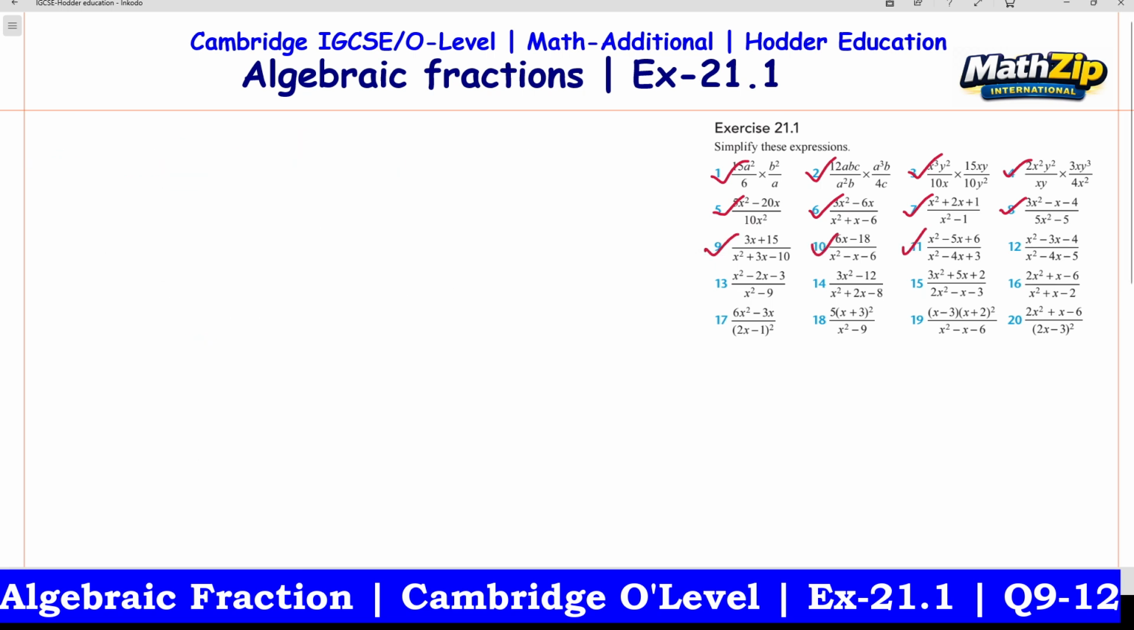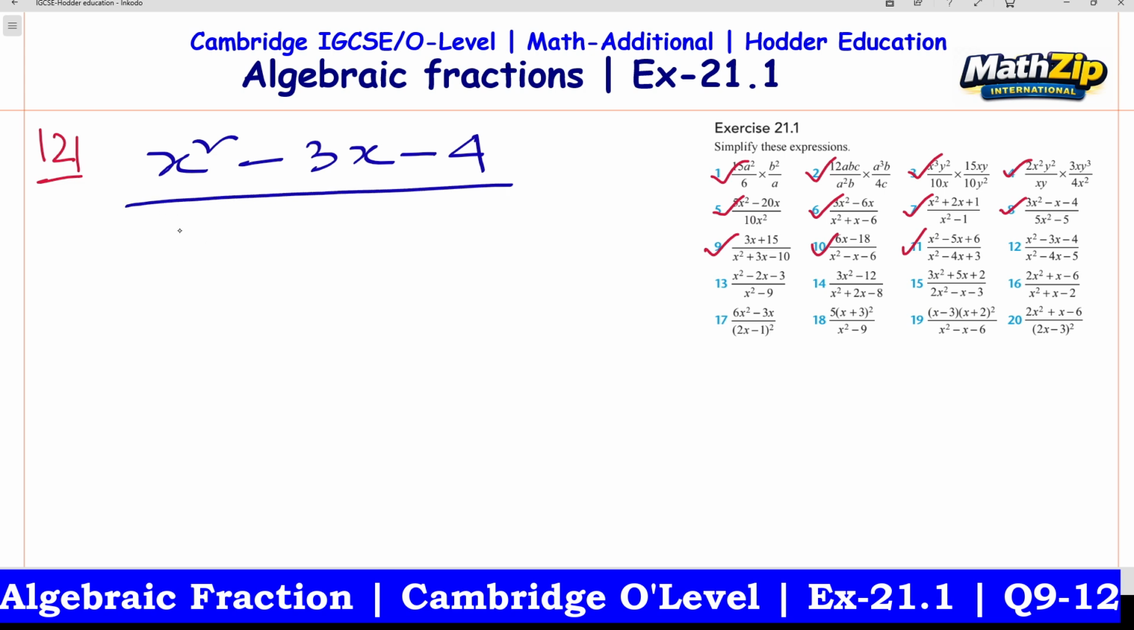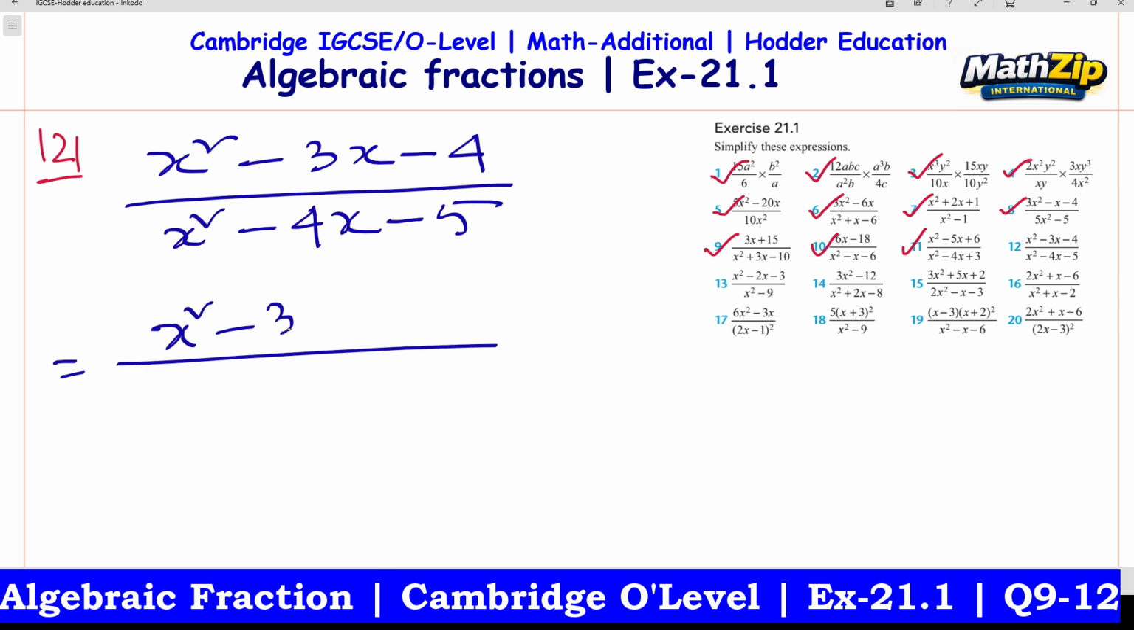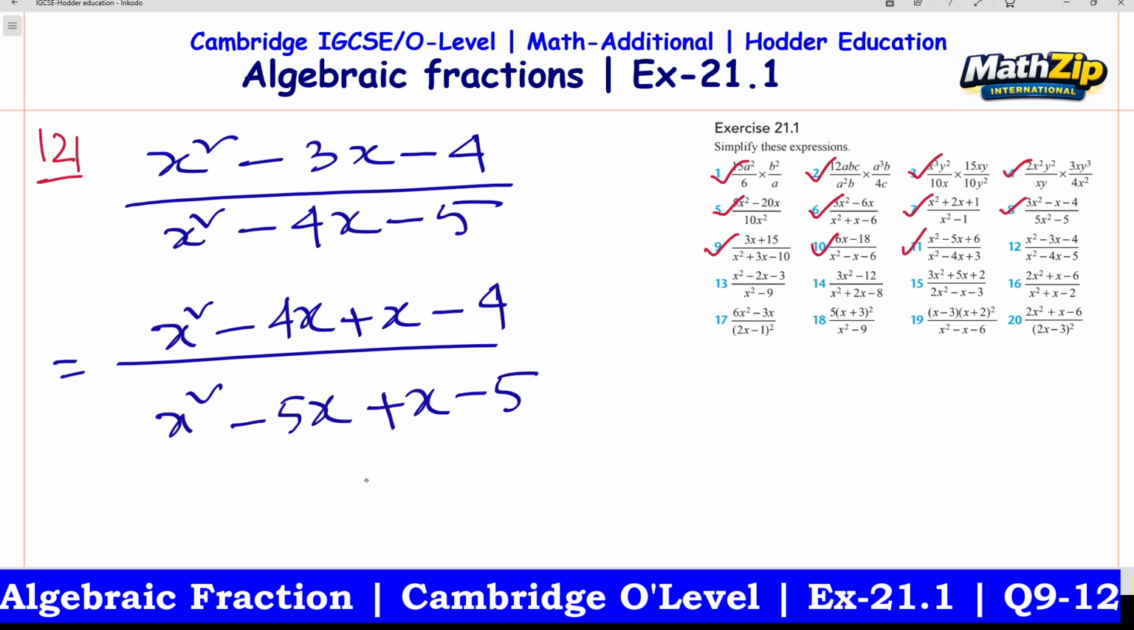Number 12. x squared minus 3x minus 4 divided by x squared minus 4x minus 5. So this one we can write x squared minus 4x plus x minus 4. And this one x squared minus 5x plus x minus 5.